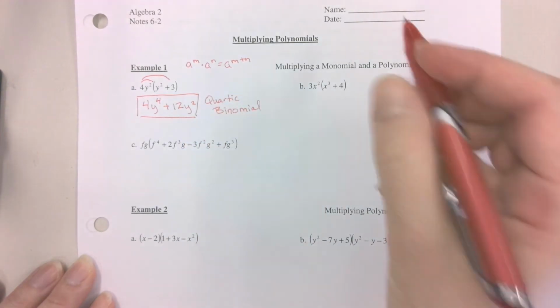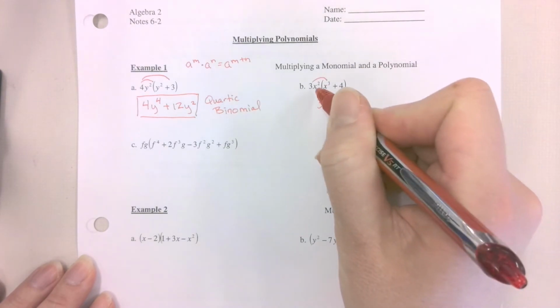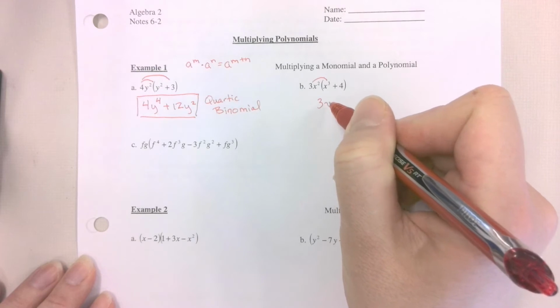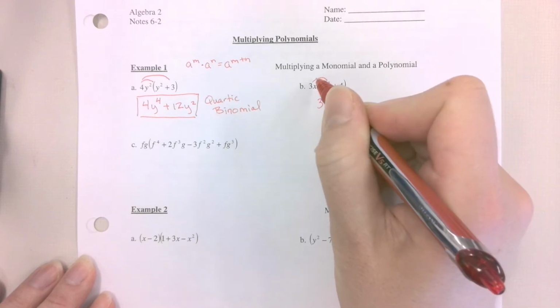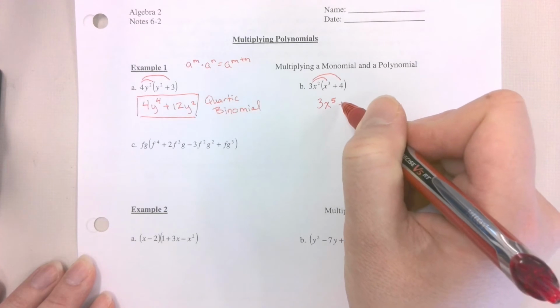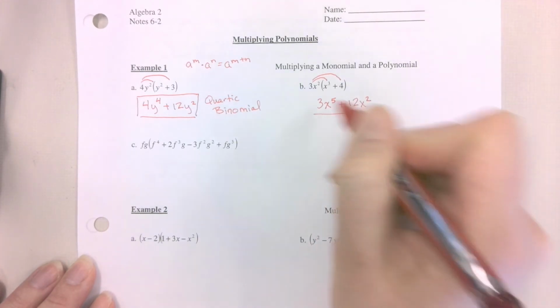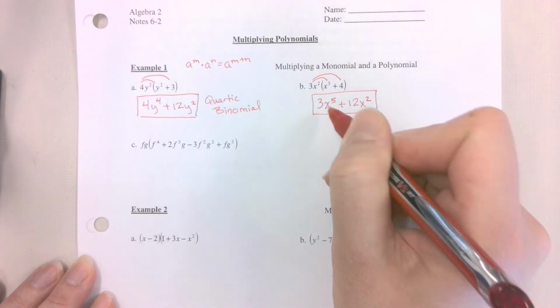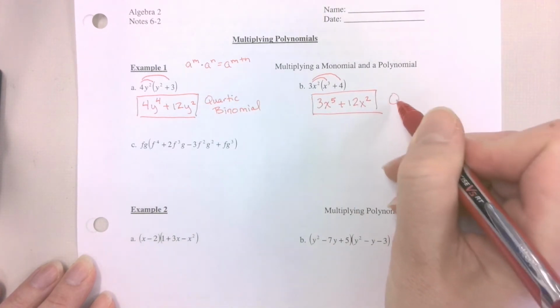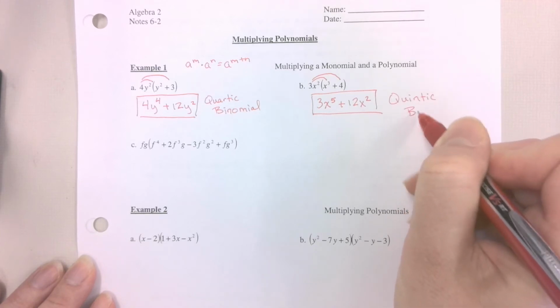All right, the next one, we're distributing a 3x squared. So we have a 3 times 1, we keep the 3. X squared times x to the third builds to x to the fifth. Then bring it over to the next term. 3 times positive 4 is positive 12, x to the second. Here we have a fifth degree, so we would call this a quintic binomial for two terms.